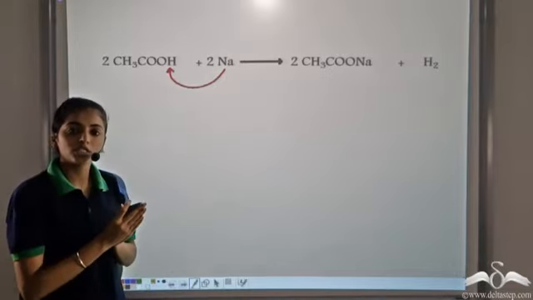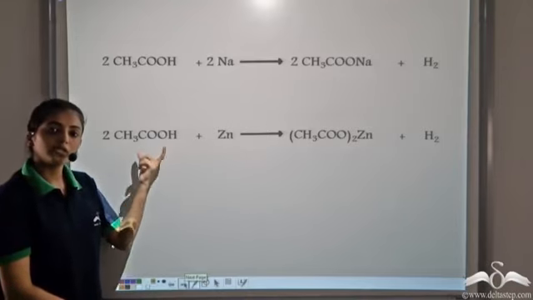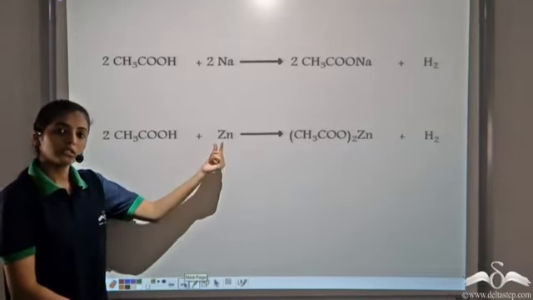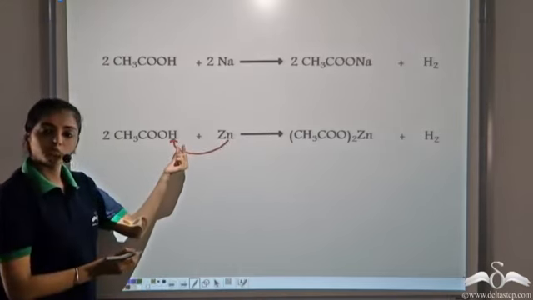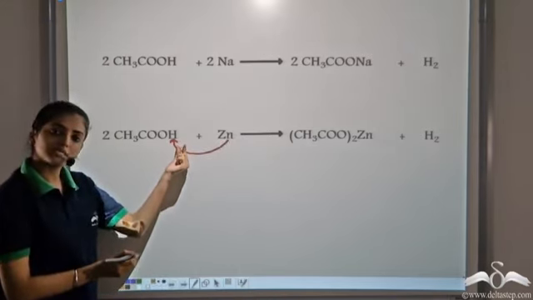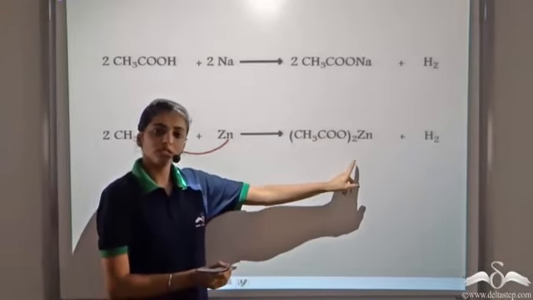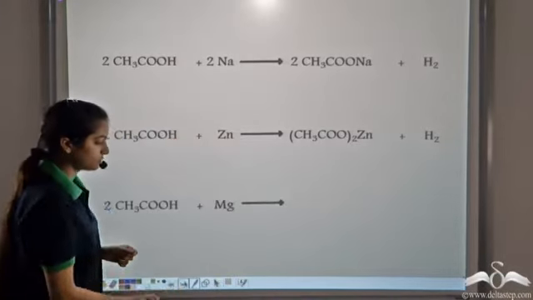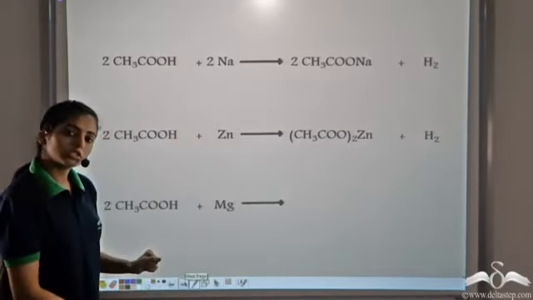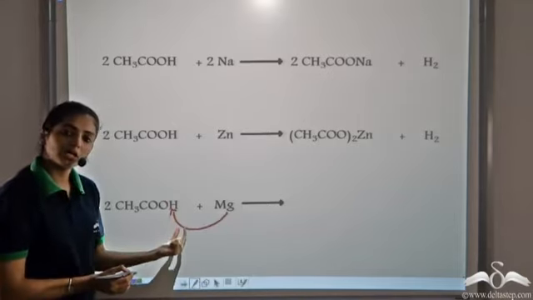Similarly, some other metals are also very active metals, like zinc. If we make ethanoic acid react with zinc, zinc is also an active metal. It takes up the position of hydrogen atom, it replaces the hydrogen atom, so we get (CH3COO)2Zn, and hydrogen gas is released. If we take magnesium, magnesium is also an active metal. All these metals, they replace the hydrogen atom.